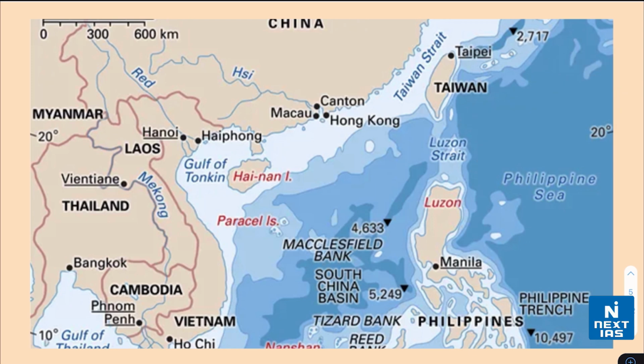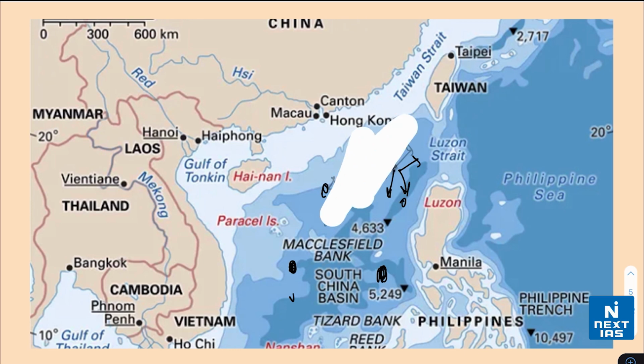So with this particular strategy, China has been creating artificial islands in this region to increase their territorial waters, and claims in whole of the South China Sea.